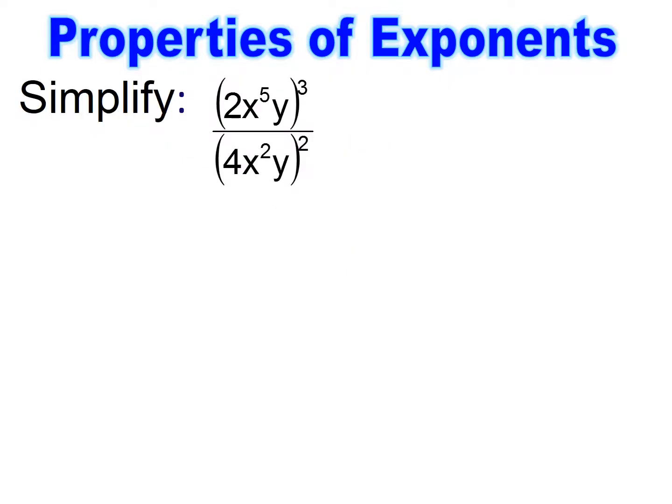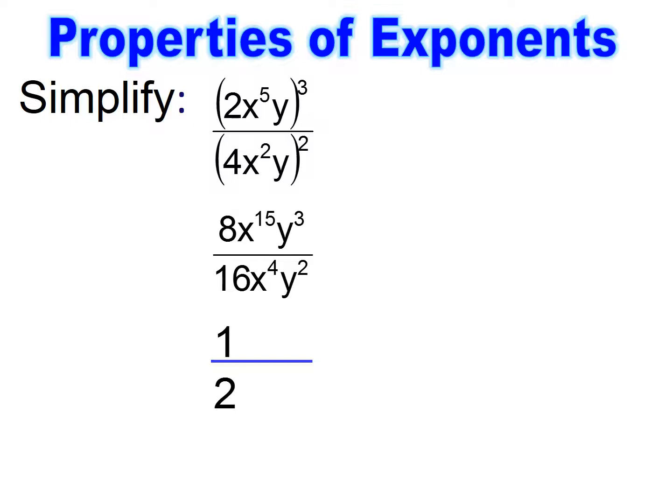Pause and try. So you have to be careful here because you're taking that power on the outside, giving it to everything inside. You end up with 8 x to the 15th, y to the 3rd, all over 16 x to the 4th, y squared. And then you're going to simplify, and we're looking at the 8 over 16.